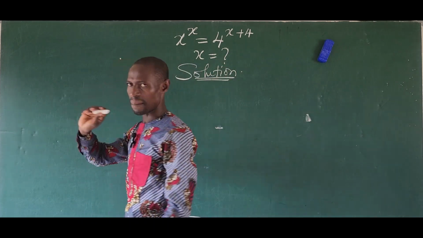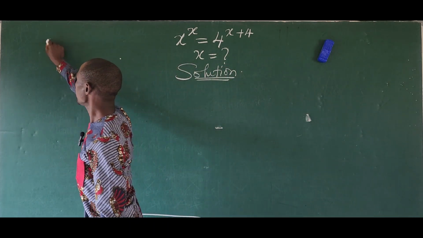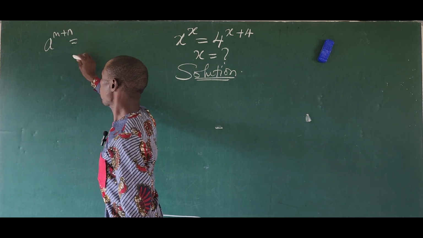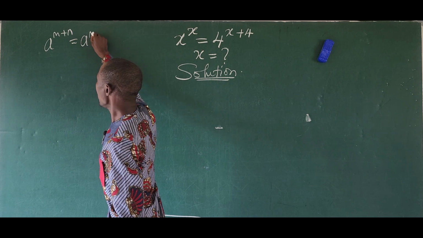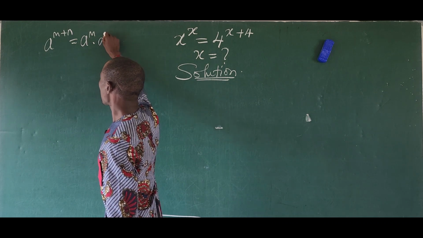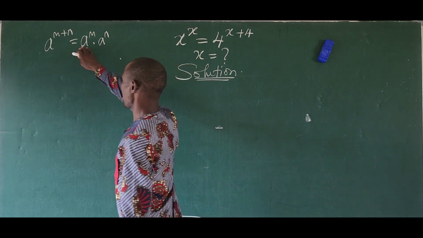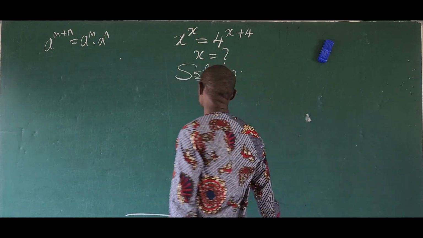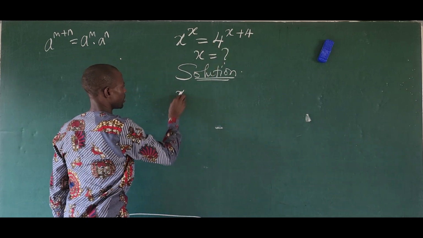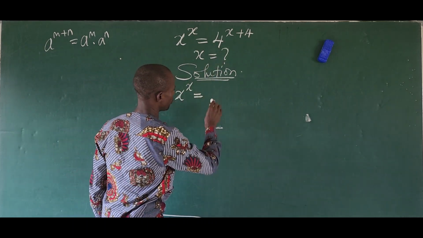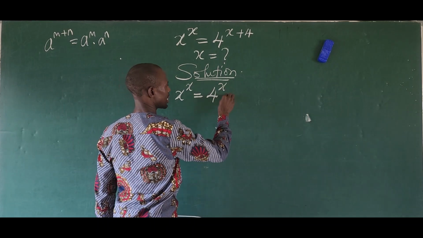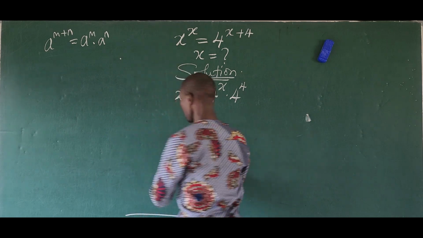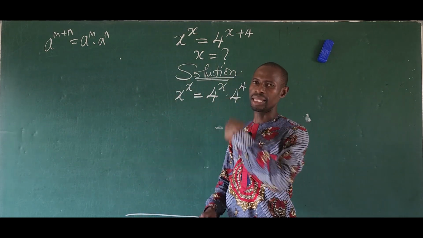The first law we're going to apply says that a to the power of m plus n is equal to a to the power of m times a to the power of n. The bases are the same, so we have a multiplication there and we add the powers. So we rewrite this as x to the power of x equals 4 to the power of x times 4 to the power of 4.